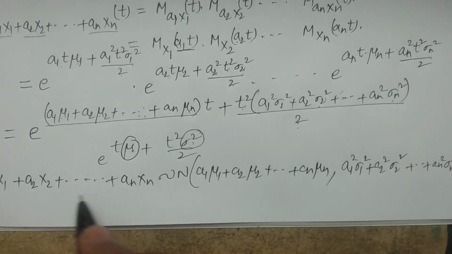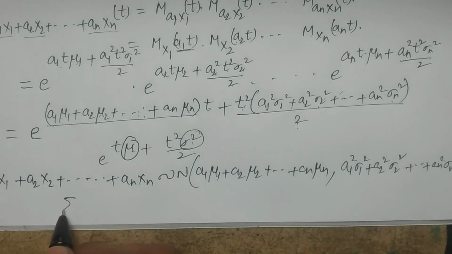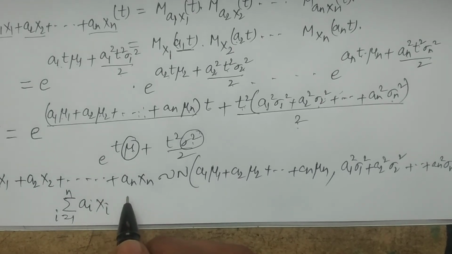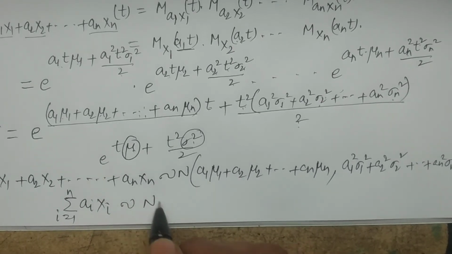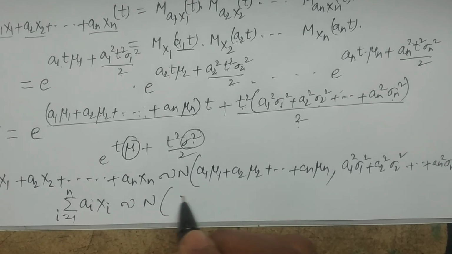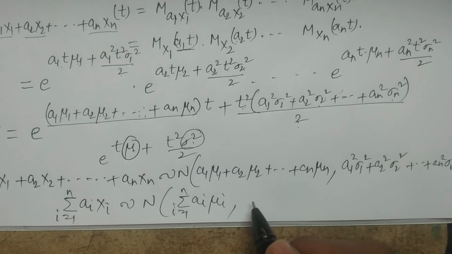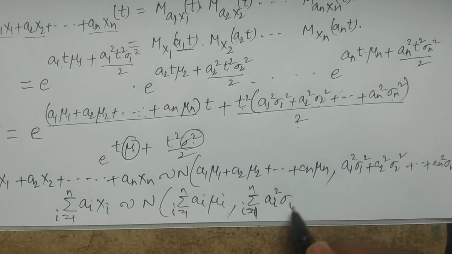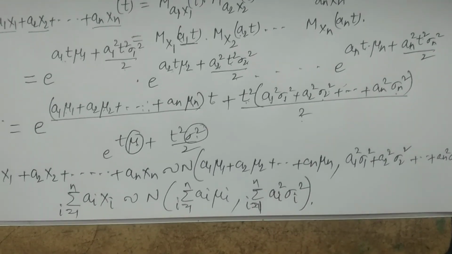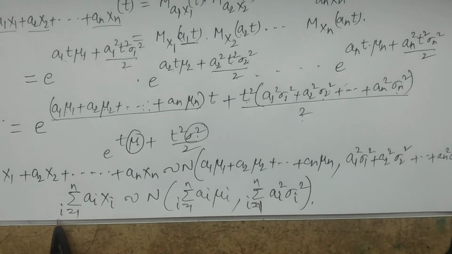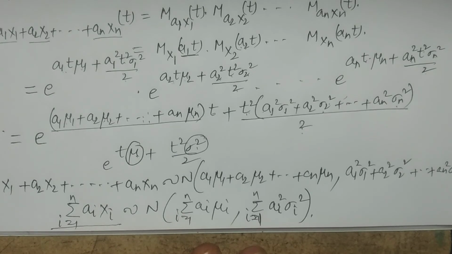So I simplify this and write: summation i equal to 1 to n ai xi follows a normal distribution with mean summation i equal to 1 to n ai mu i, and variance summation i equal to 1 to n ai square sigma i square. This is the mean and variance of the linear combination of n independent normal variates.